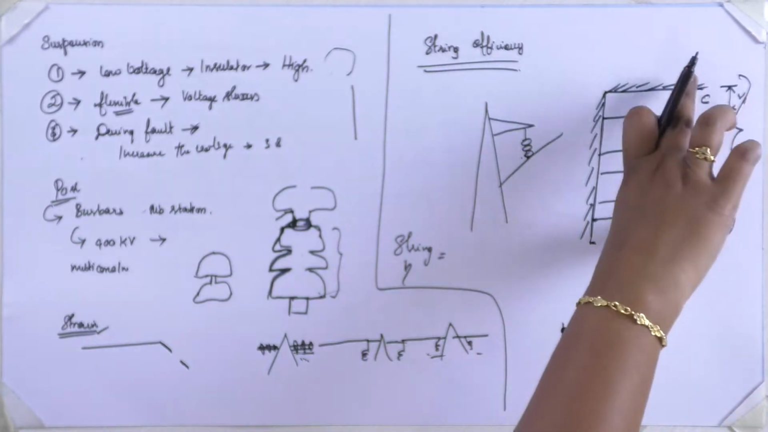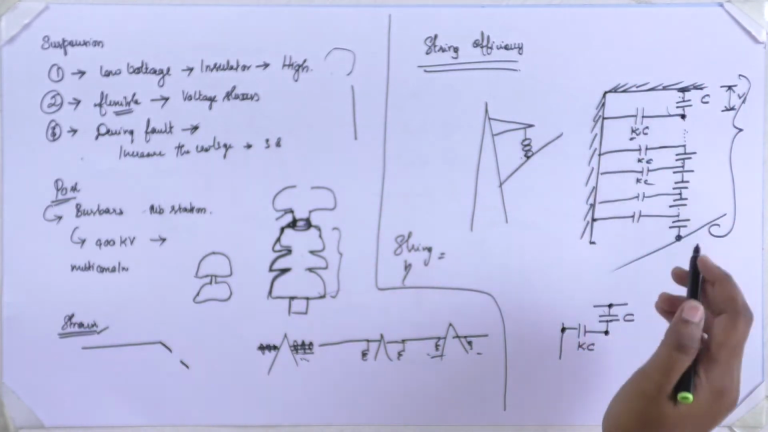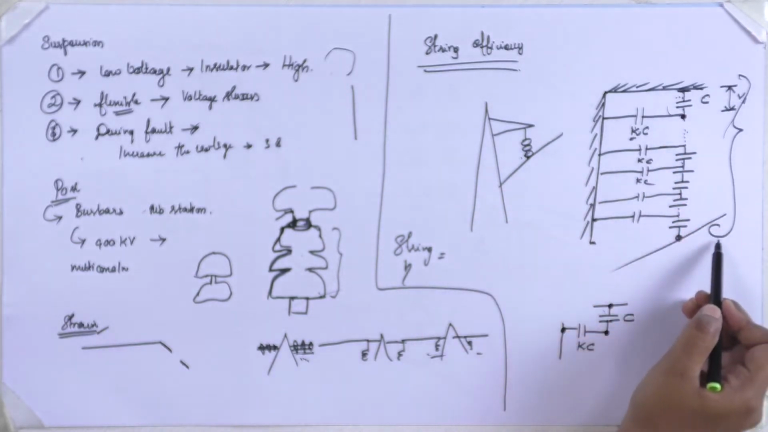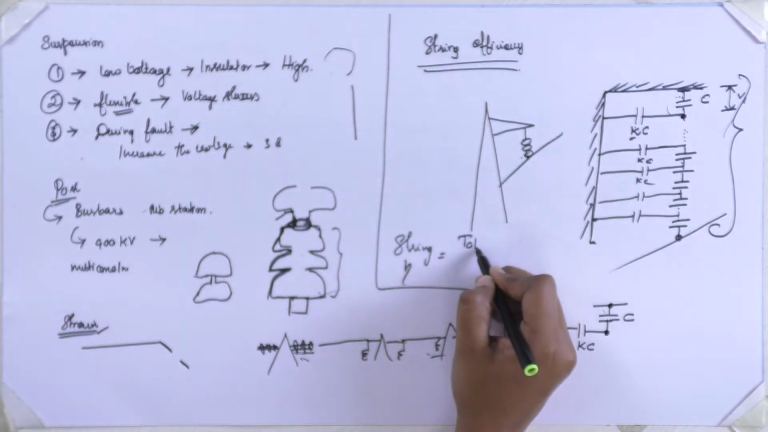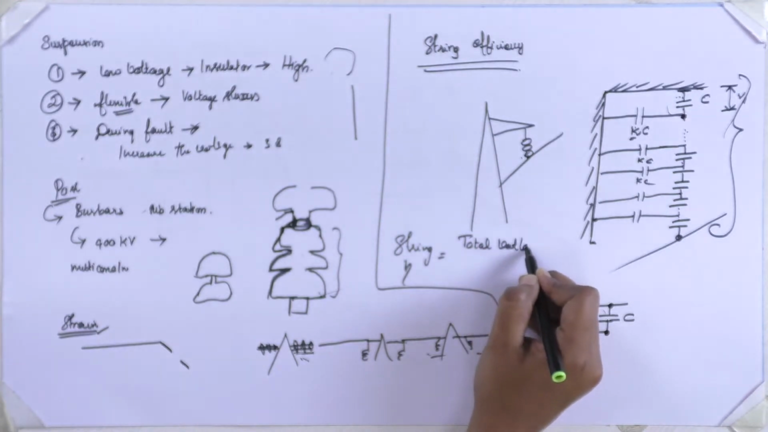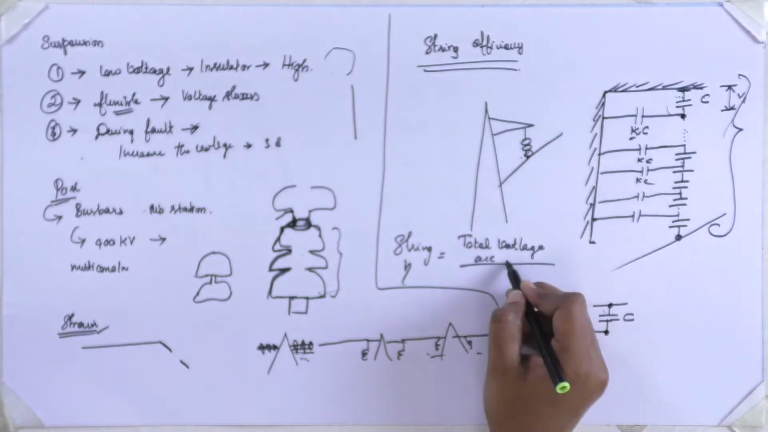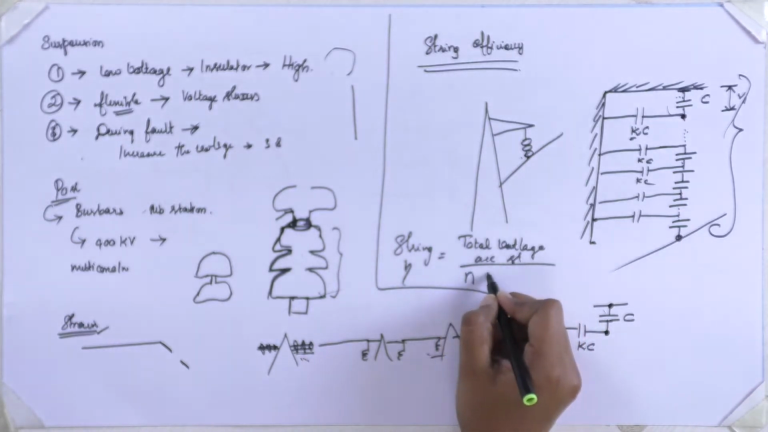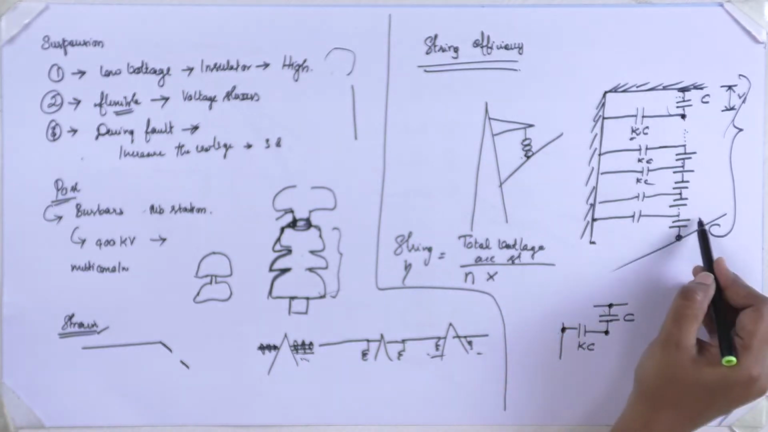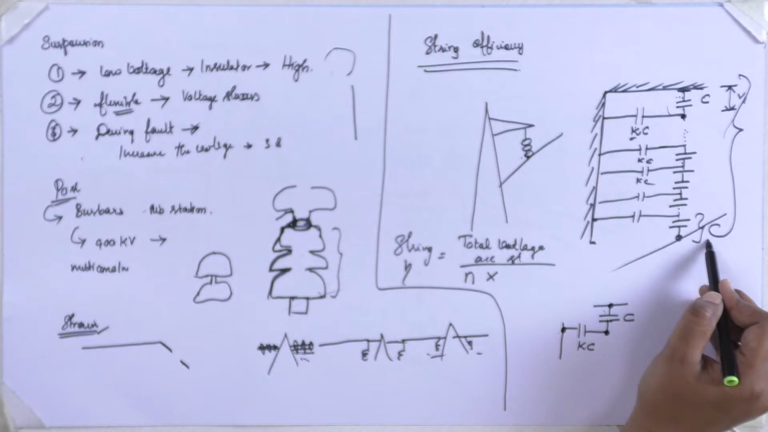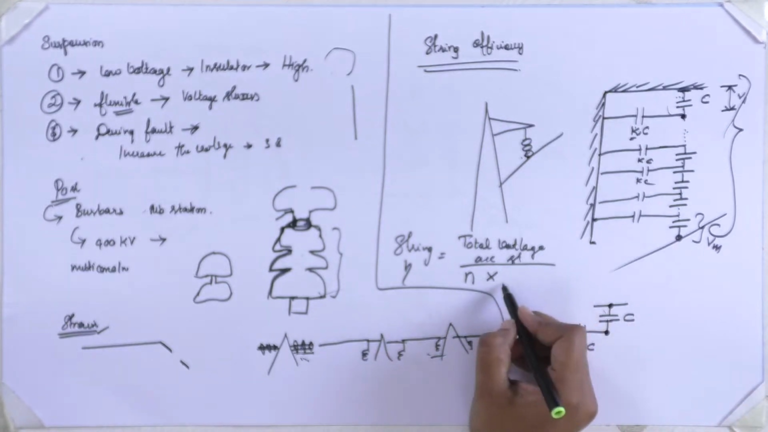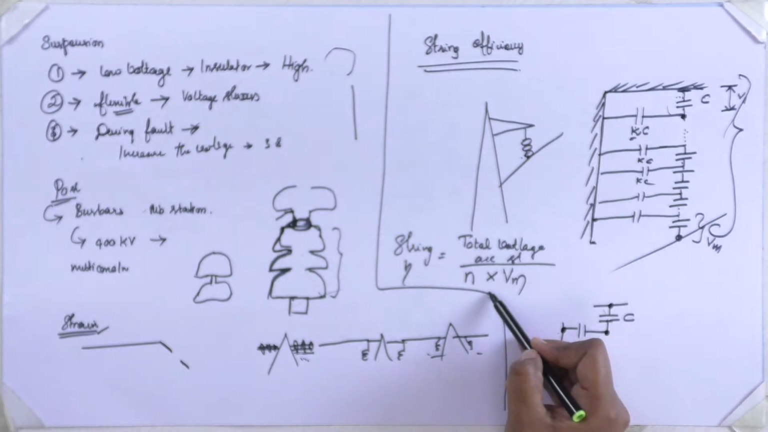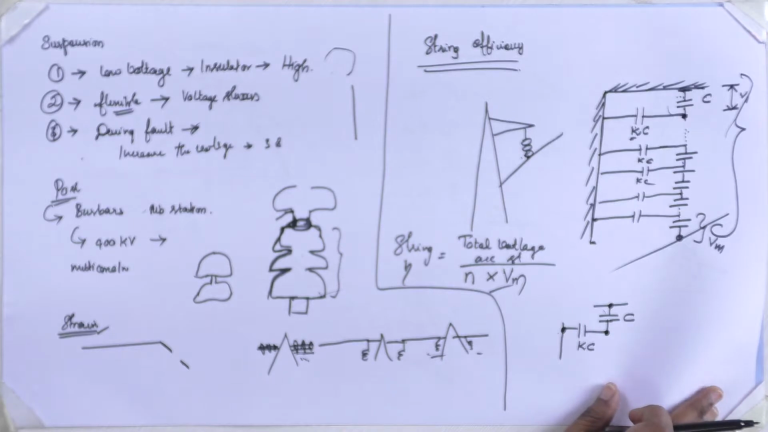across the string. If I consider this as the string of insulators carrying the transmission line conductor, placed on the cross arm, the total voltage across the string divided by the total number of insulators into the voltage across the lowermost ring. If this voltage I have calculated as Vm, suppose n into Vm, so V1 plus etc. to Vm divided by n into Vm is the string efficiency.